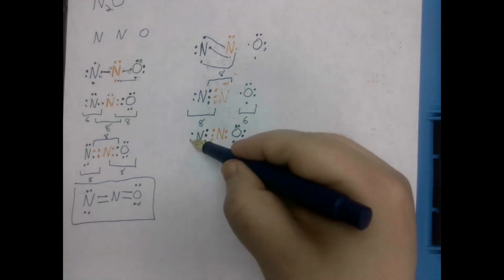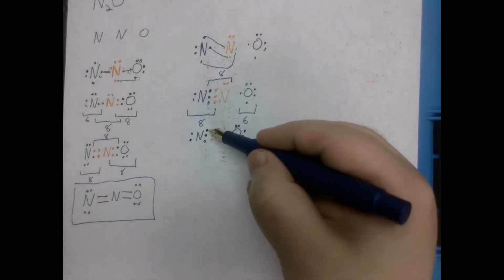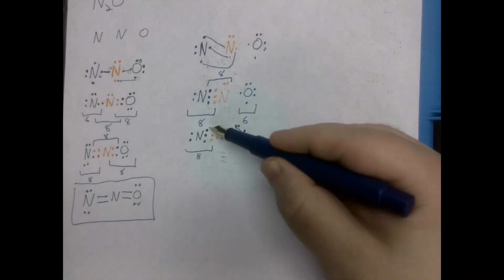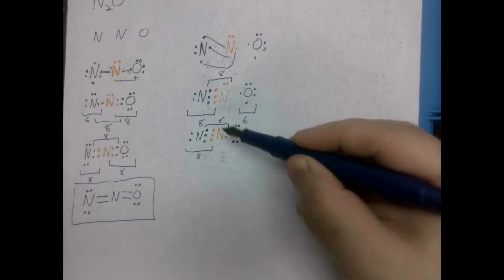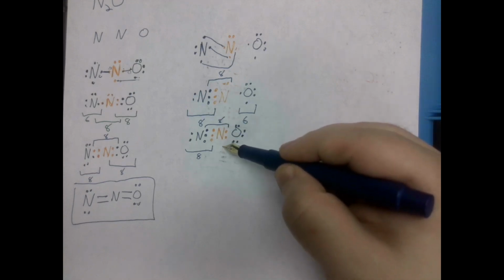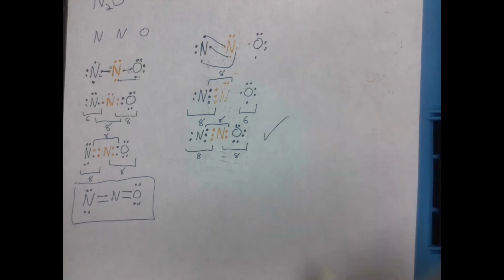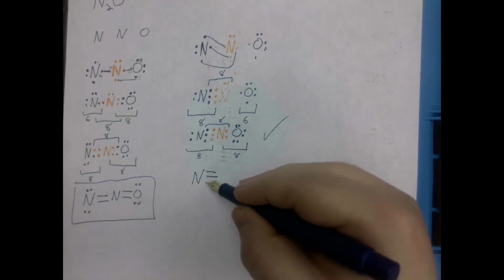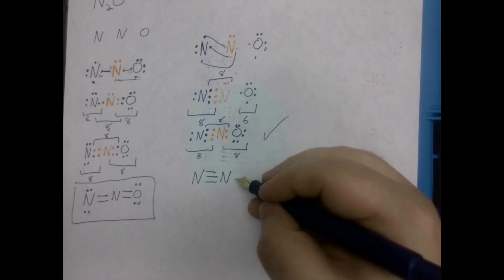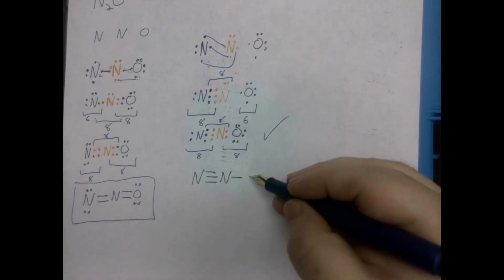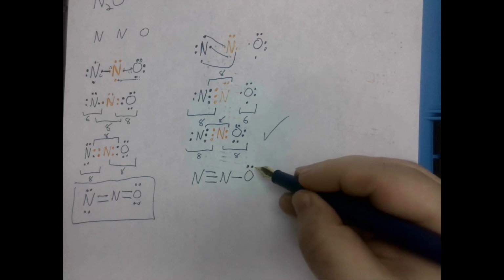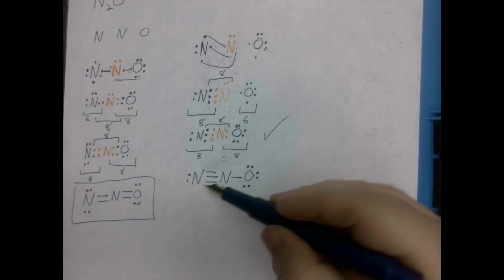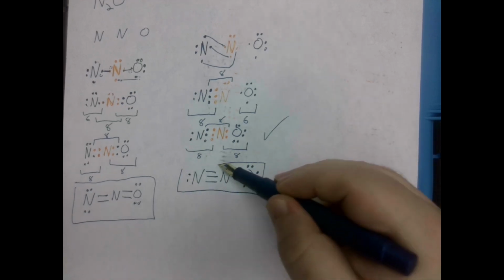Double check the count. 1, 2, 3, 4, 5, 6, 7, 8. This nitrogen has 8. 6 plus 2 is 8. And 6 plus a 2 from the nitrogen is 8. Octet rule satisfied. So nitrogen triple bonded with a nitrogen, the single bond to oxygen. This is also a possible solution.